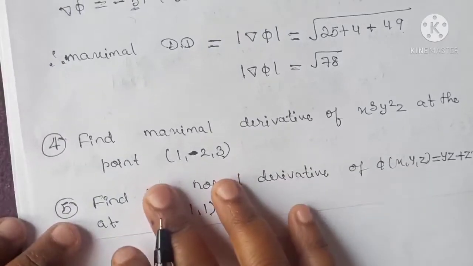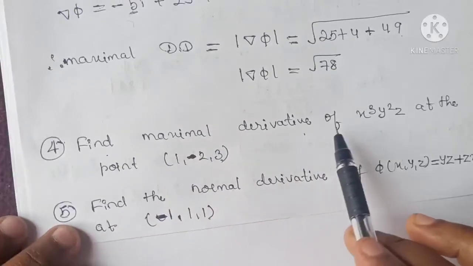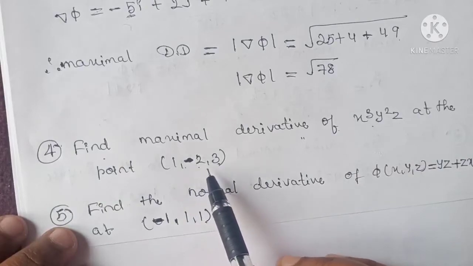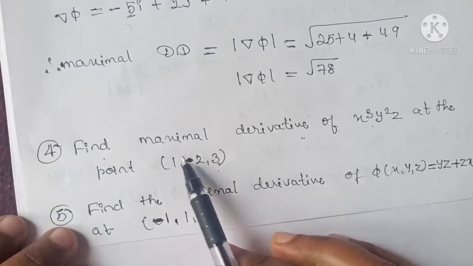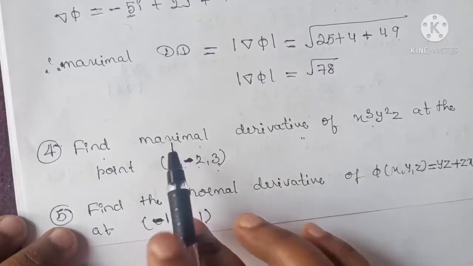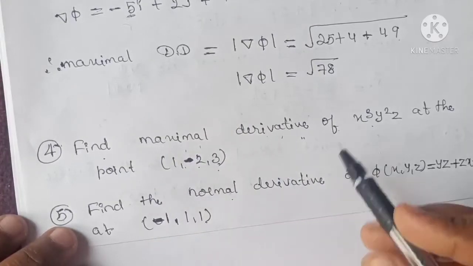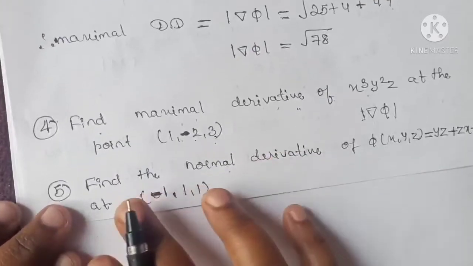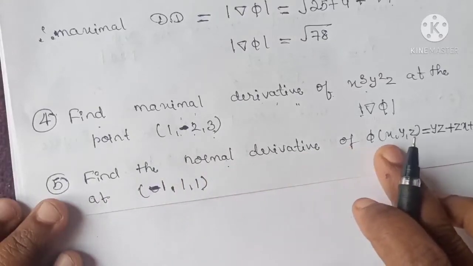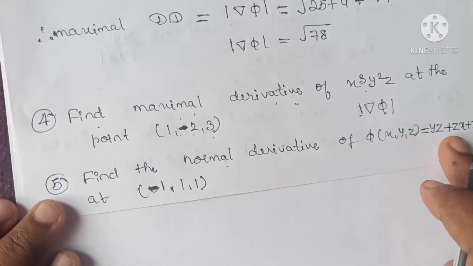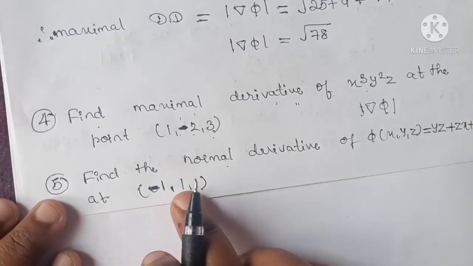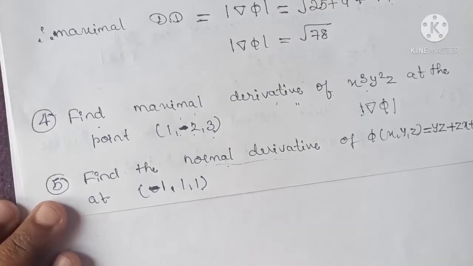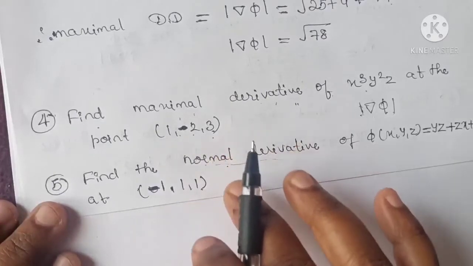Next we have to find the maximal derivative of x cube y square z at the point 1, minus 2, 3. Here also we have to find the maximal directional derivative. Whenever you get the maximal directional derivative or normal derivative, you should find del phi, mod of del phi value. Next we have to find the normal derivative of f(x, y, z) equals yz plus zx plus xy at the point minus 1, 1, 1. So normal derivative is also the same. Again we have to find the maximal directional derivative.